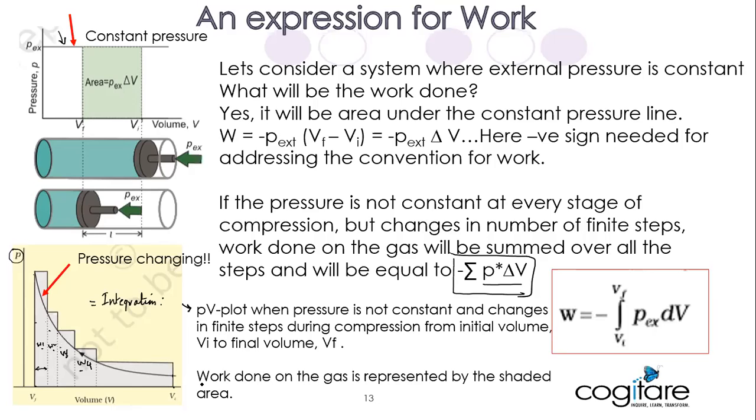And how will you represent it? You will represent it in this way. Integral of P external dV, minus of course is there, from Vi to Vf is W. All right, guys. Now take a few minutes and make a note of this. And as you are making note, if you are having any questions, do ask me.